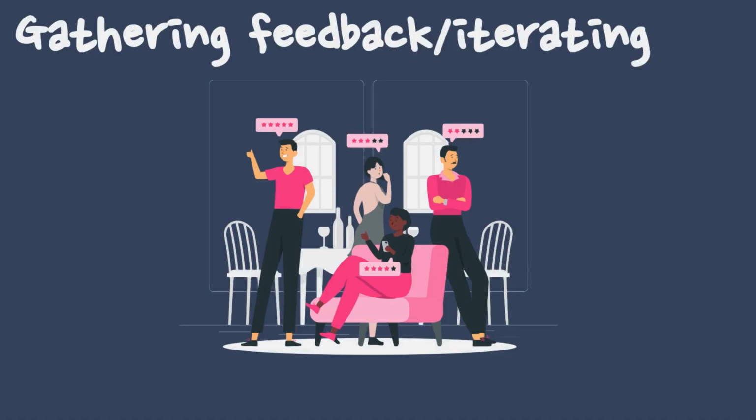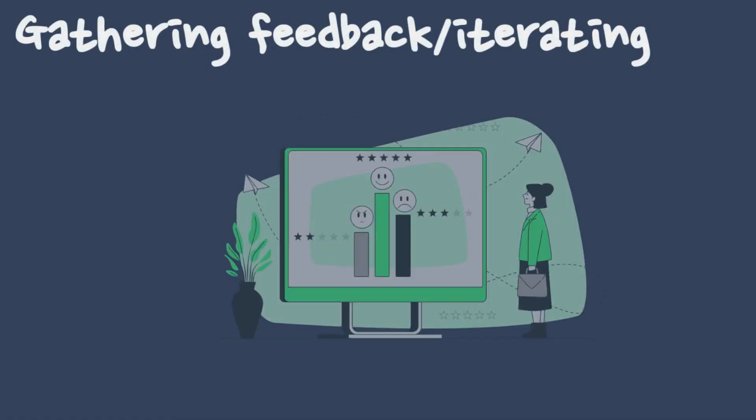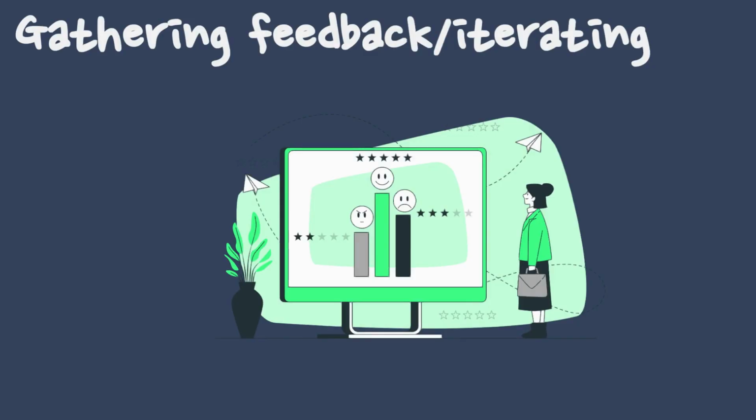In product management, gathering customer feedback and iterating based on that feedback is essential. This step-by-step guide will help you gather customer feedback and iterate your product effectively. Number 1, identify objectives. Establish clear objectives for gathering customer feedback. Determine which aspect of your product you want to improve or validate using customer insights.